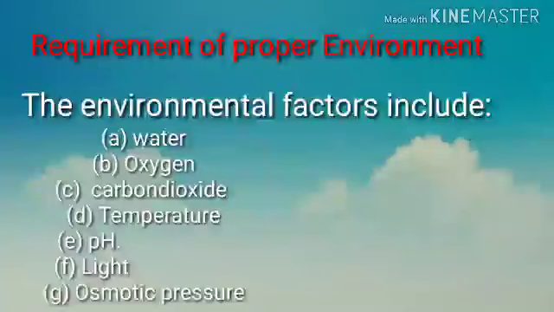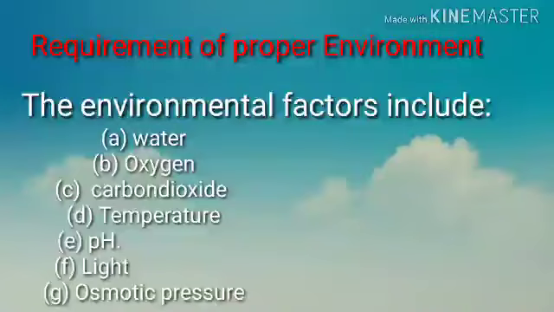You also have the requirements of a proper environment. That is, a proper environment where these bacteria can grow without any adverse effect on them. These factors include water, oxygen, carbon dioxide, temperature, pH, light, and osmotic pressure. Water is an essential requirement for growth because approximately 80% of cell volume consists of water, and also oxygen.